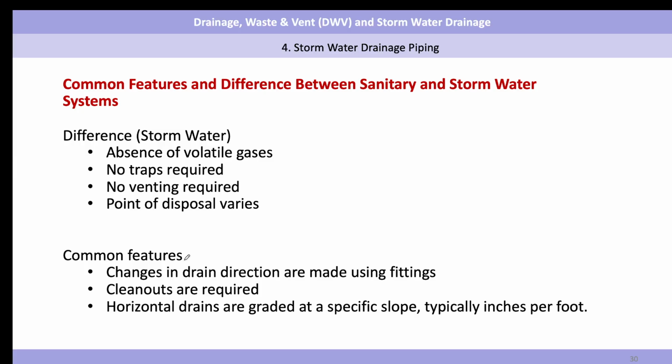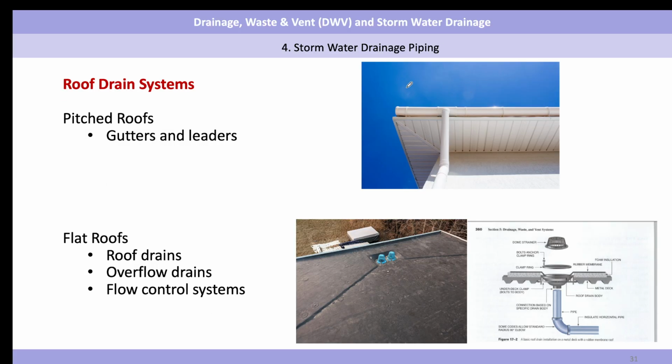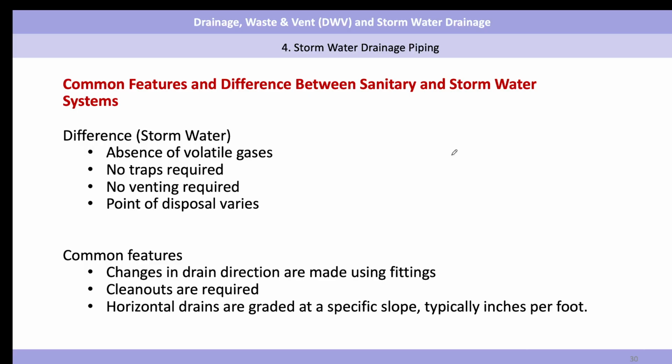And what's the same? We have to consider fittings to change drain direction. Like if we want to remove rainwater from the roof, we have to consider fittings that change the drain direction. And cleanouts are required. For the stormwater drainage system, cleanouts allow the plumber to do regular maintenance.